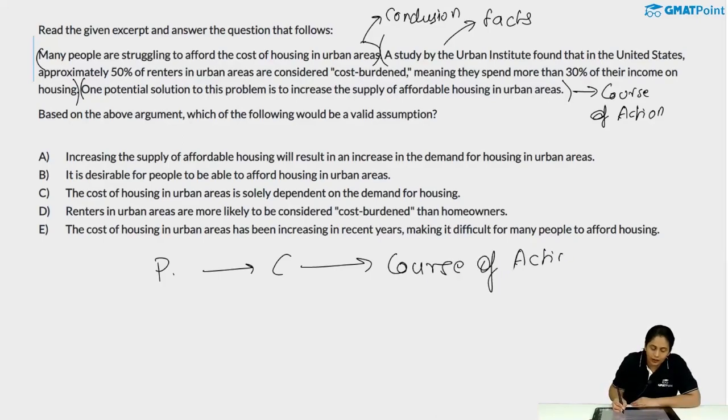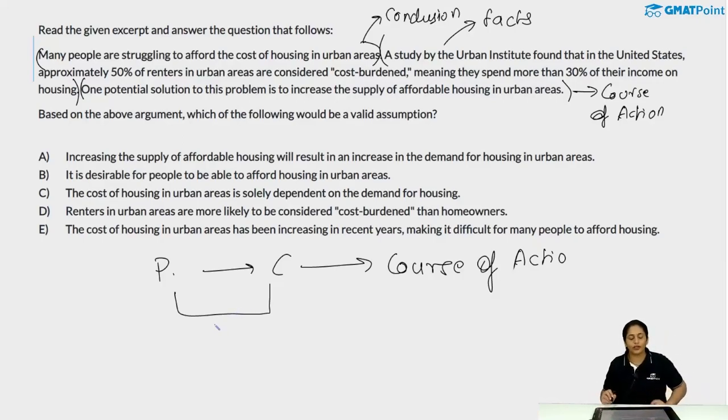Now, to actually find out the assumption, based on the above argument, which of the following would be a valid assumption? To find the assumption, we have to look at this particular link. The fact that more than 50% of the renters in urban areas are cost burdened. Using that, we have to figure out the assumption being made, that is, people are struggling to afford the cost of housing in urban areas. So, from this part to this part, the conclusion, there will be several assumptions being made. And we have to find out which is the assumption being made to reach from this point to this point.